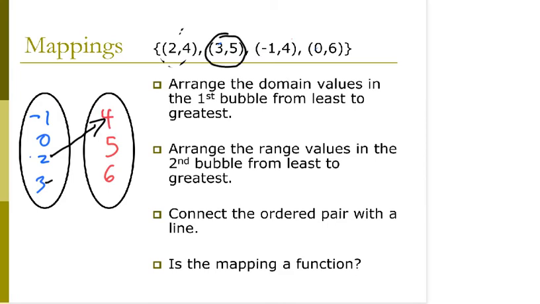For our third ordered pair, if we input -1, we get back 4. And finally, for our fourth ordered pair, if we input 0, we get back 6.